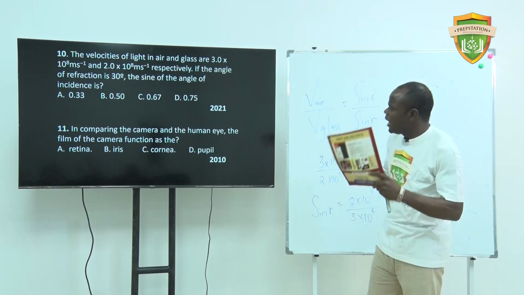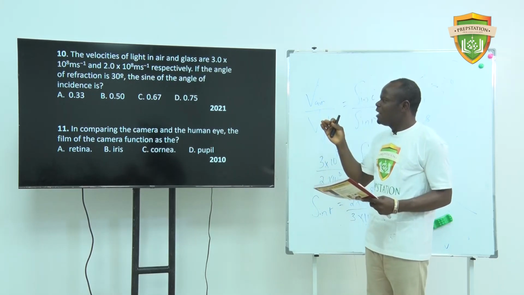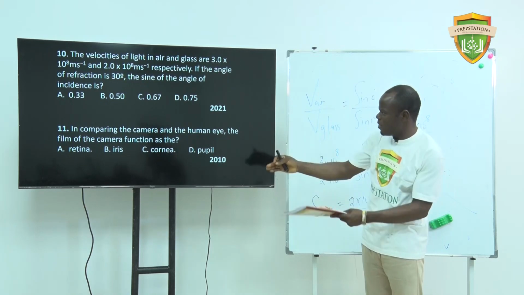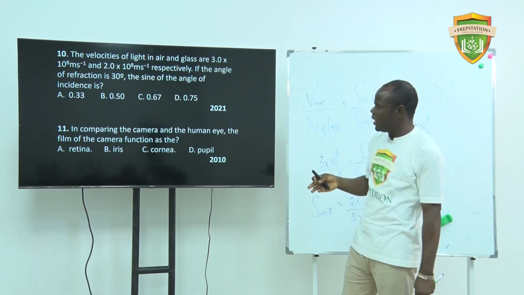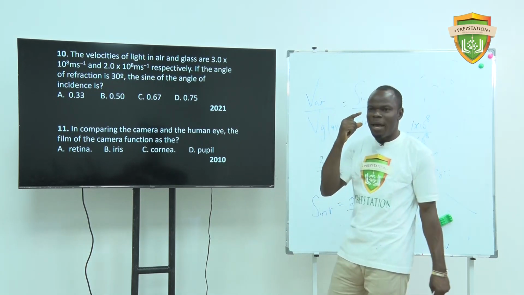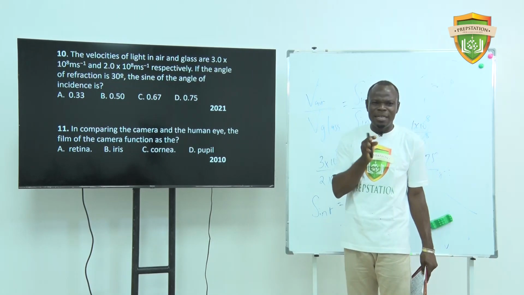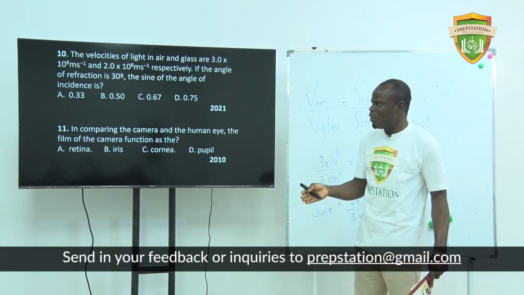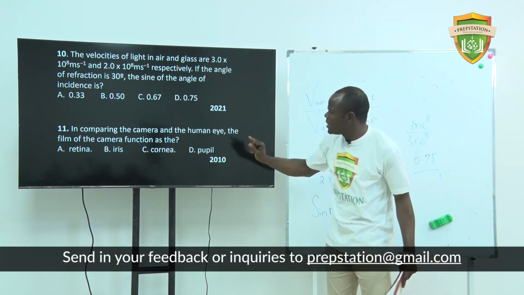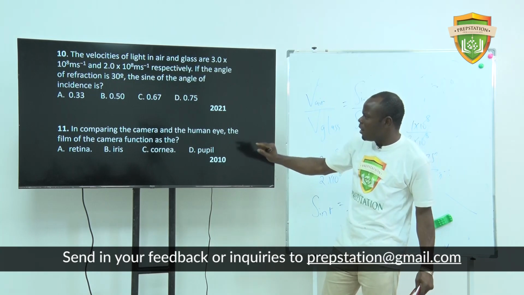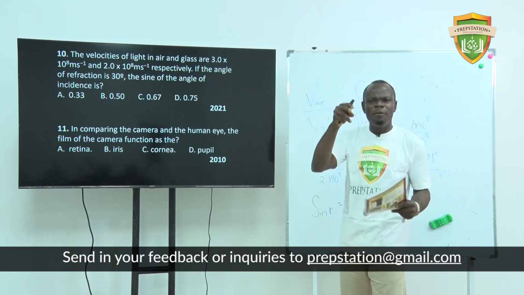Number 11. In comparing the camera and the human eye, the film of the camera functions as the what? Now I repeat the question again. Take note of something here. You can compare the camera and that of the eye. They are almost doing the same thing, but something is significant about them. That is, there are differences. We have differences and then we have similarities. The film of the camera is just focusing the image on the film.